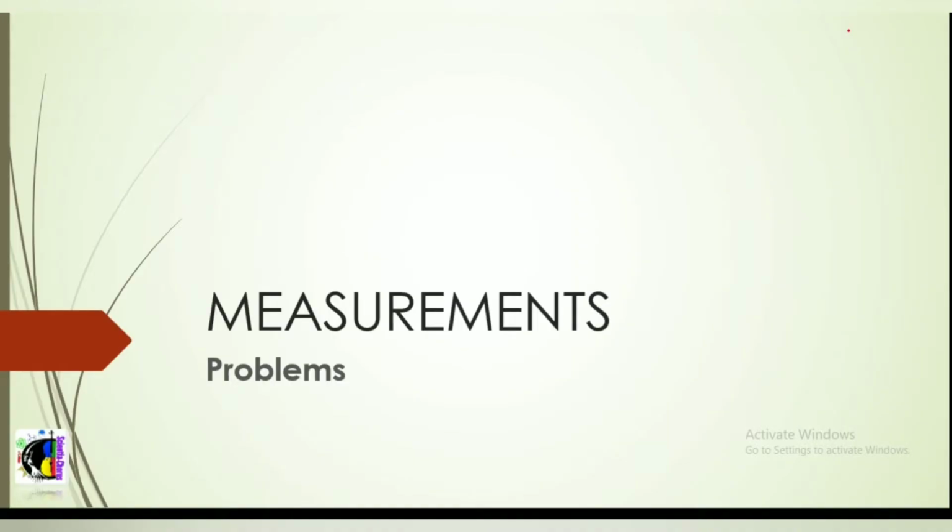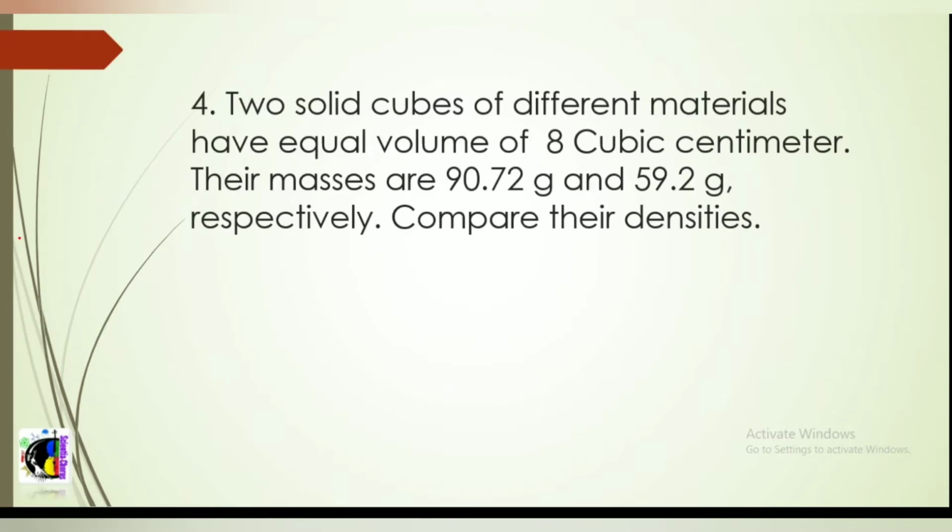In this video we are going to solve a few problems related to measurements. Two solid cubes of different materials have equal volume of 8 cubic centimeter. Their masses are 90.72 gram and 59.2 gram respectively. Compare their densities. So we need to find out the densities.